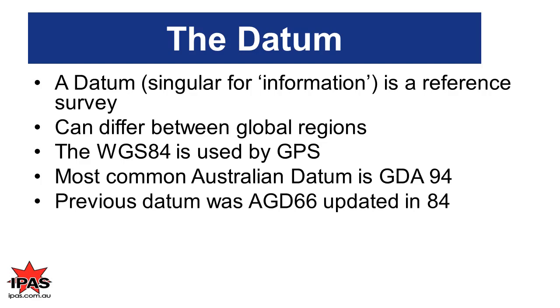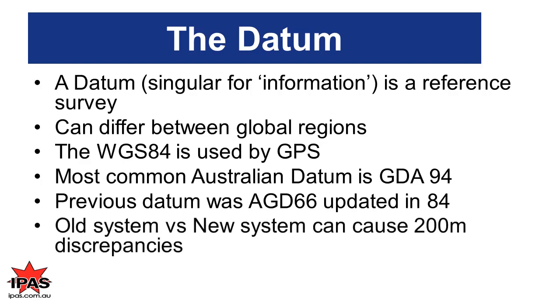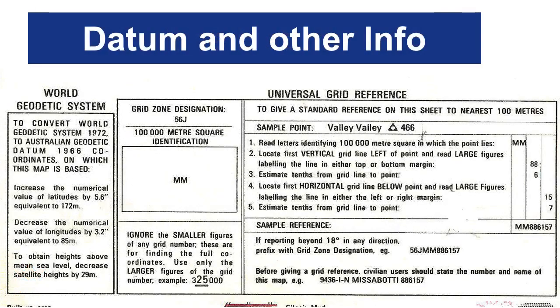The previous Australian datum was the Australian Geodetic Datum 66, which was, guess when? 1966. It was updated in 1984, but the current one is GDA 94. A difference between the old system and the new system that's of interest to us is that a 200-meter discrepancy can occur. In the marginalia, they'll tell you how to convert, but for the most part, we don't have to worry too much about it.